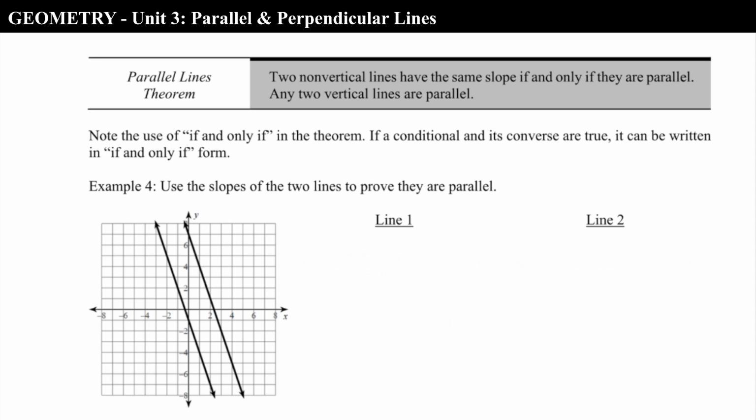So let's take a look at example 4. We're going to use the slopes of the two lines to prove that they are parallel. Well, the slope of line 1, so let's say the left-hand line, if you investigate that on the graph, it's negative 3. The slope of line 2 is also negative 3, so therefore the lines are parallel.